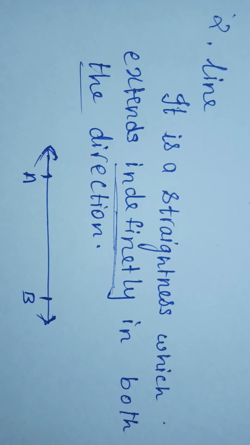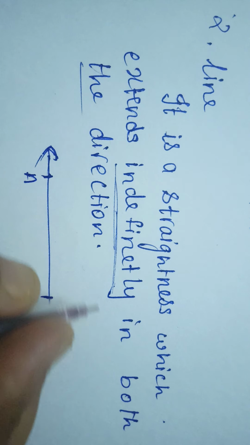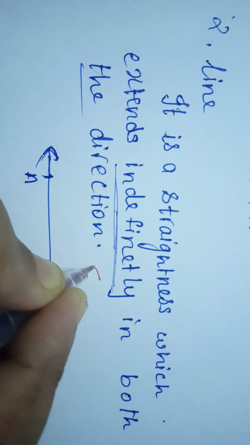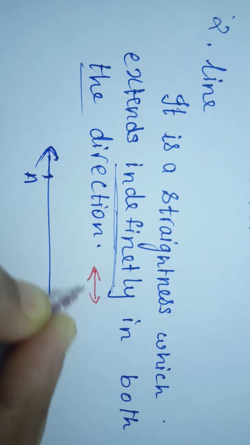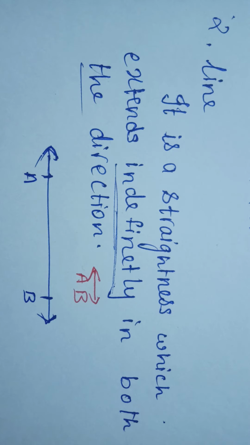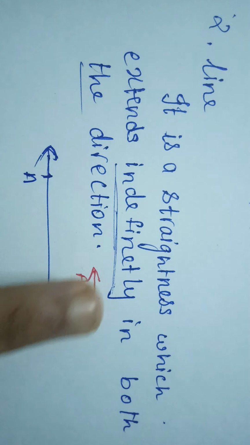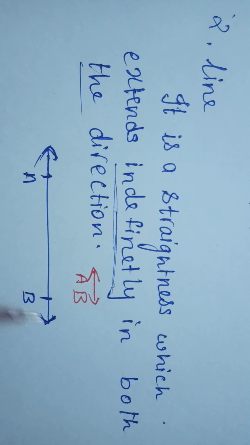Now in short form, how to represent a line is, we will represent it as AB, in this way. We'll keep the arrows in both the directions. Now what is a line? It is a straightness which extends indefinitely in both the directions. It never has any end point. It doesn't have any end point, and it will extend in both the directions.